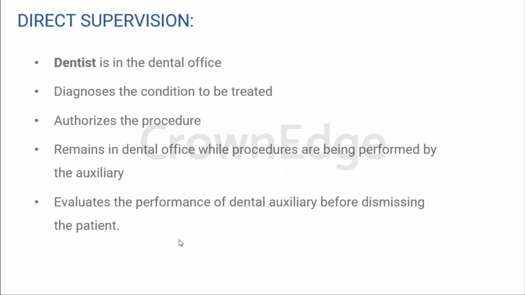So once that is done, the dentist is going to come back, take a look at it, and evaluate the performance of the auxiliary before sending the patient. Now, for example, if the patient has gingivitis and requires prophylaxis, the dentist is going to come, diagnose the condition, take a look at the oral cavity, and say, okay, this patient has gingivitis and there's a whole lot of calculus and plaque, and decides this patient requires oral prophylaxis. The dentist authorizes the procedure, tells the auxiliary or the hygienist to go ahead with the procedure, and remains in the dental office while the hygienist is doing the procedure.